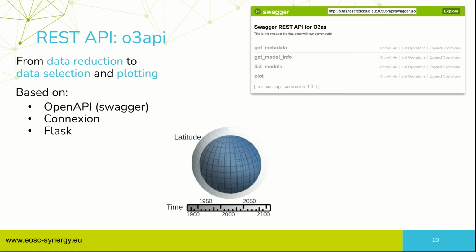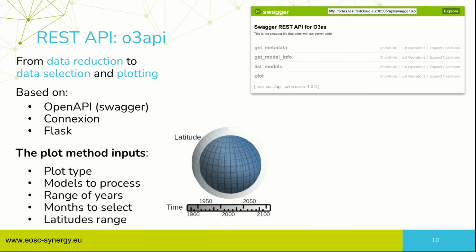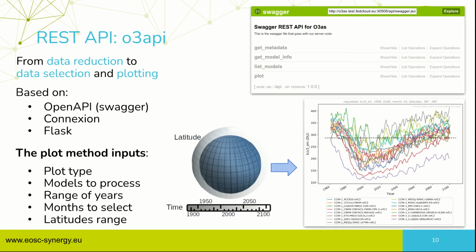The API provides several methods, like list available ozone models, get a particular model's info, and of course produce a plot. As input parameters, the plot method currently accepts plot type, ozone models to process, range of years, and latitude range, and it is possible to select particular months of a year. It returns the plot of interest or corresponding data points.